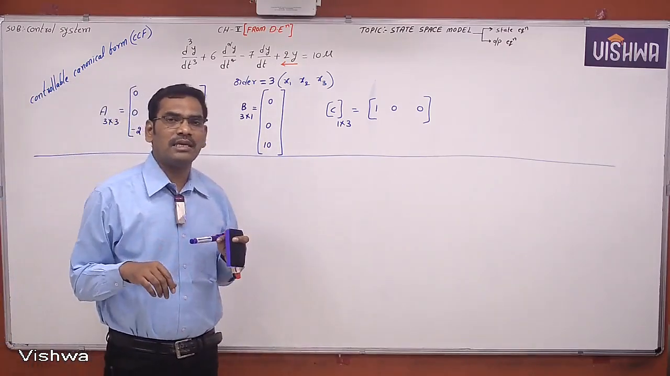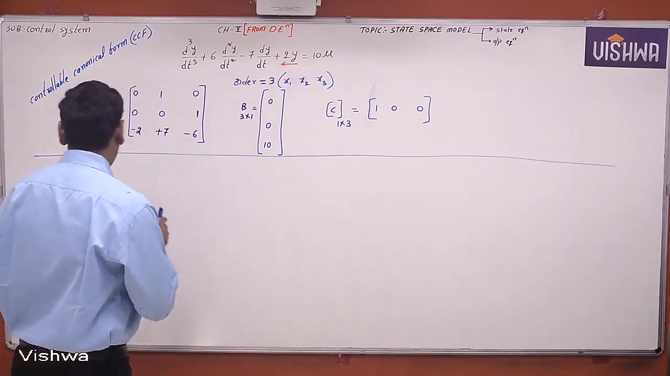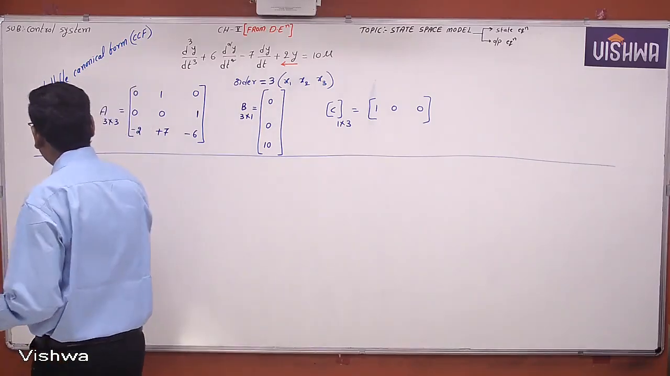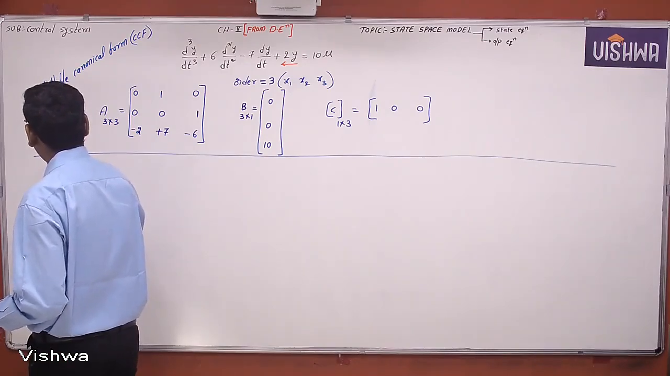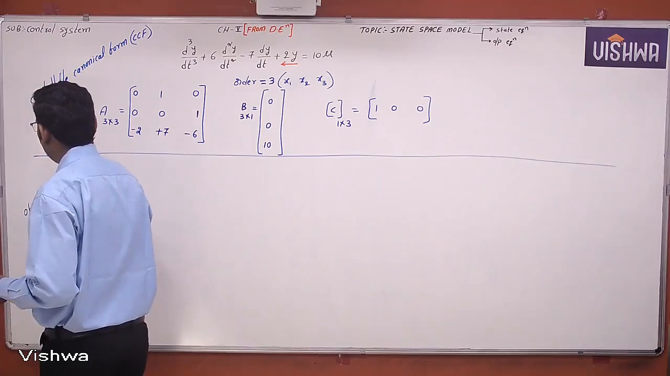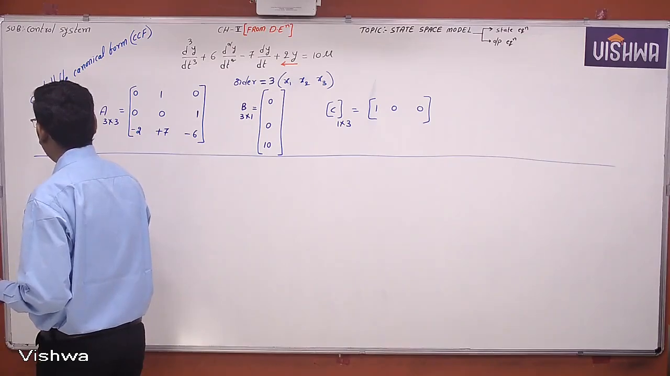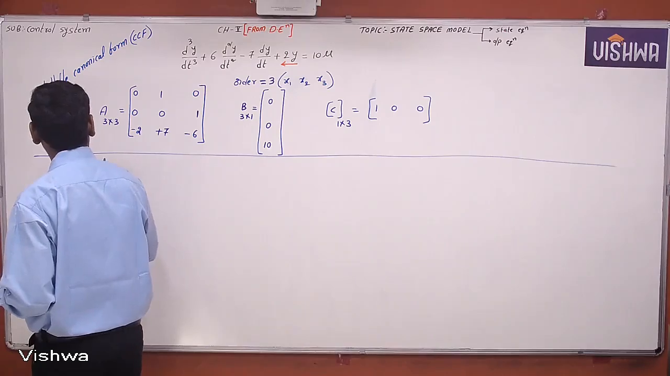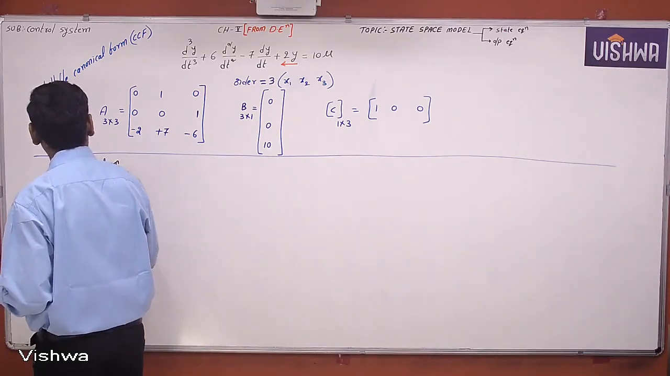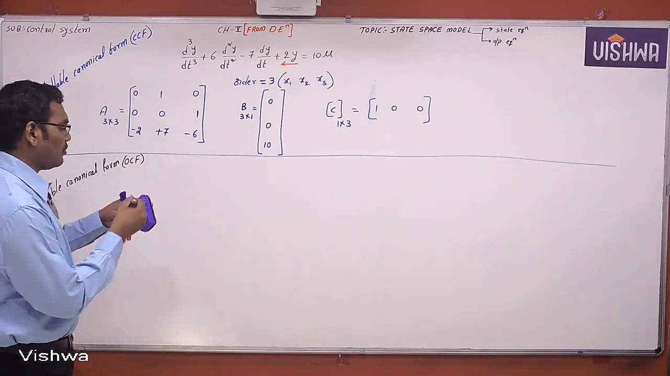But sometimes the questions are asking like this: represent the state space model in observable canonical form. Represent the state space model in observable canonical form means OCF form. So he is asking the questions like this.